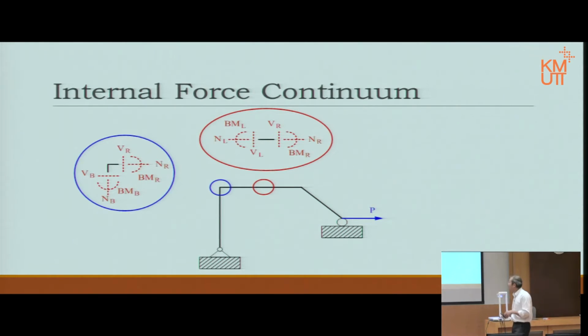Now notice that compared to the one on the top in the red ellipse, the shear on the left, on the bottom, is not equal to the shear on the right hand side.